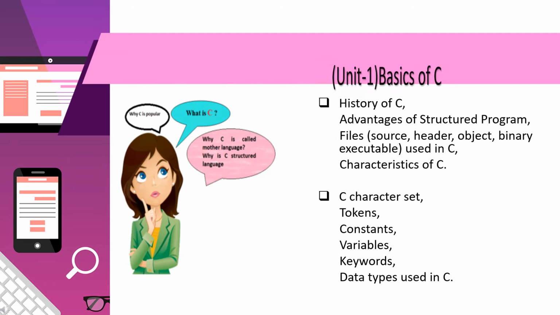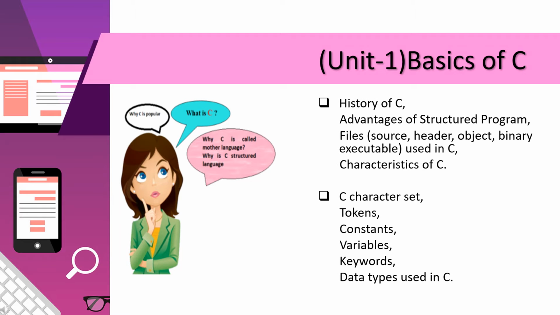In this video, I will discuss the history of C, advantages of structured programs, files that is source, header, object, binary, executable files used in C, and characteristics of C, which will make you understand why C is the most popular programming language and what is C, why C is called mother language, why C is a structured language, and also I will discuss C character set, tokens, constants, variables, keywords, data types, and etc.